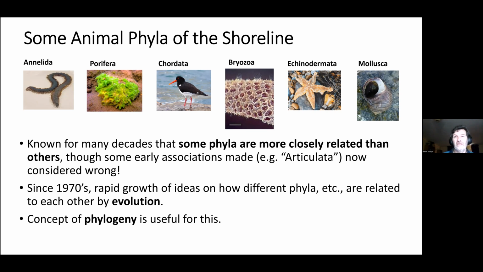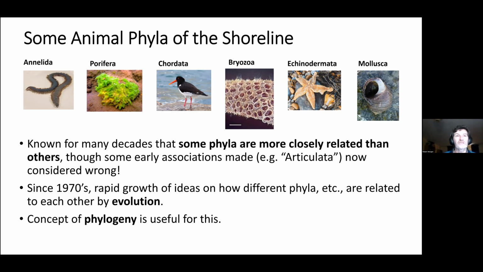For example, there's the articulata hypothesis, as it was known, which suggested that annelid worms were closely related to insects because both had bodies made up of a number of sections which were sort of hinged together. Now that's considered to be completely wrong now, as we see later.